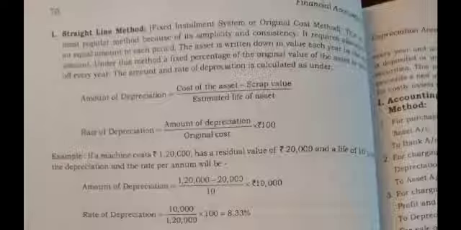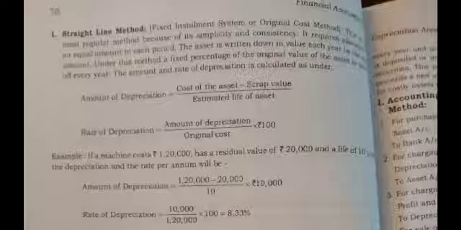So the formula for calculation of depreciation is: amount of depreciation equals cost of the asset minus scrap value, divided by estimated life of the asset. Again, if you want to know the rate of depreciation, the formula is: rate of depreciation equals amount of depreciation divided by original cost, multiplied by 100.